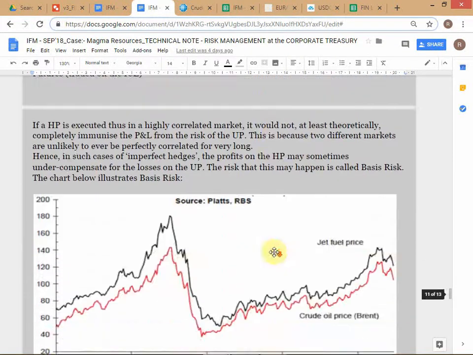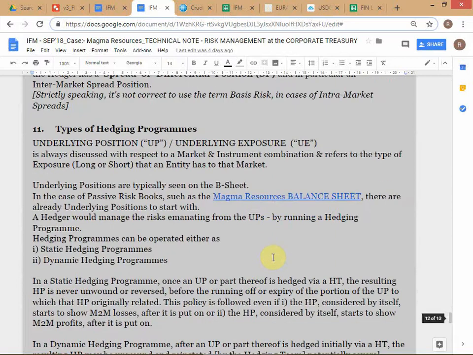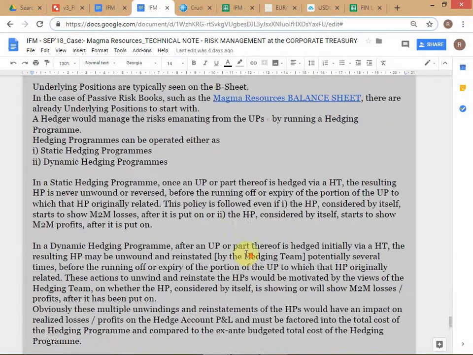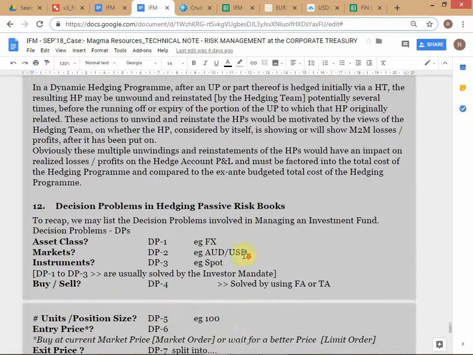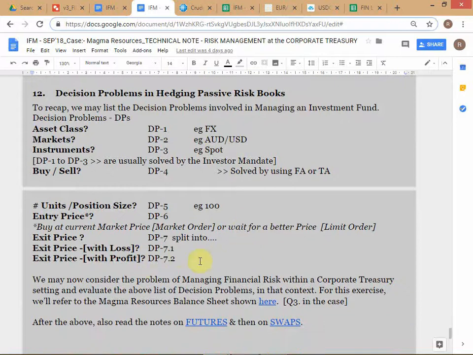Basis risk we have already covered. I think we have covered most of the types of hedging programs, we can come to later. And decision problems we'll come to.